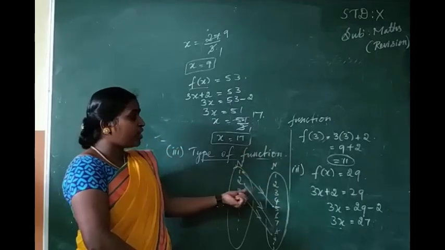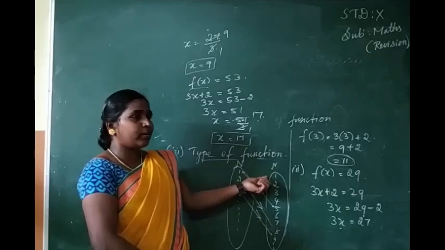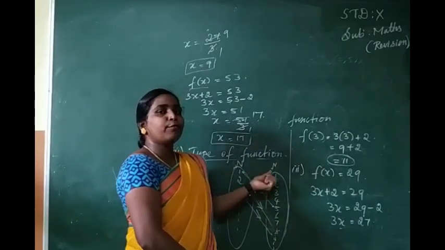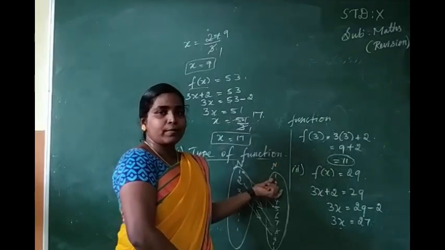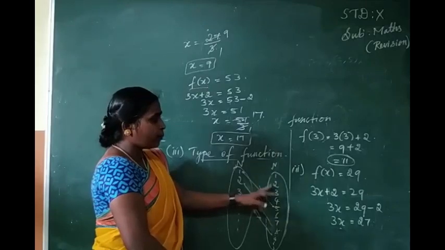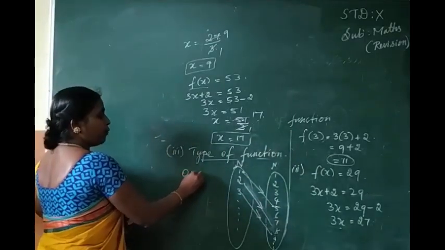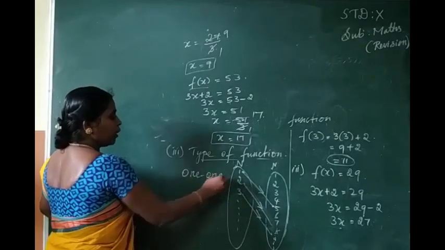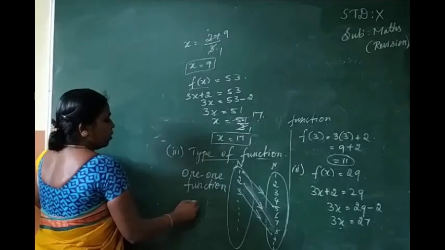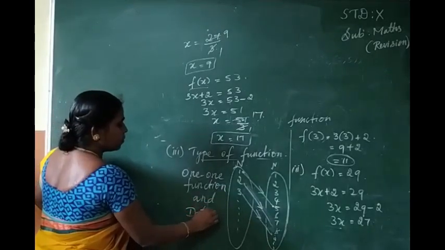Next one more function is there, into function. Into function means range of f equal to proper subset of codomain. Range of f equal to proper subset of codomain. So now you see, yes, that is satisfying. This is proper subset. So you can say the type of function is one-one function and into function.